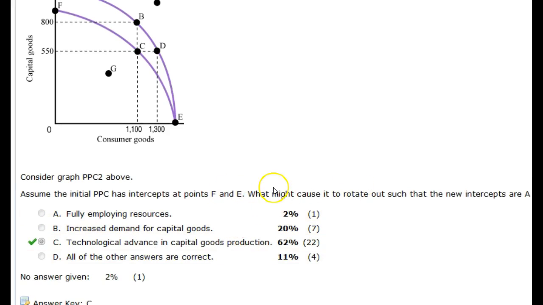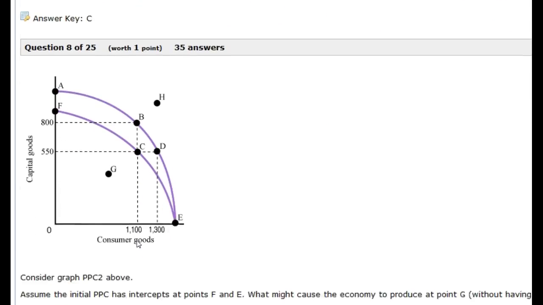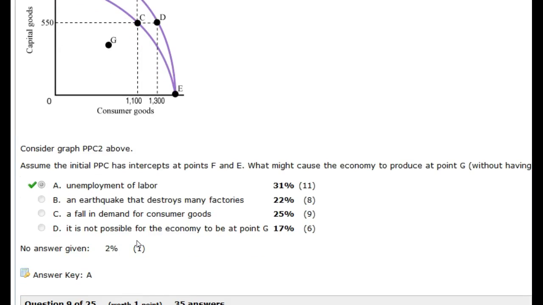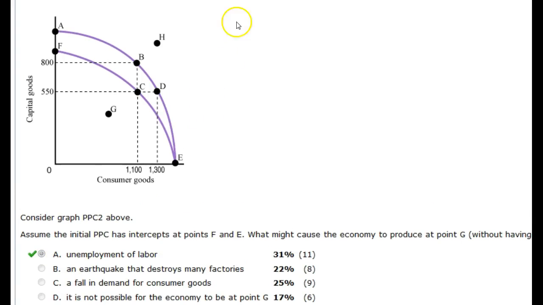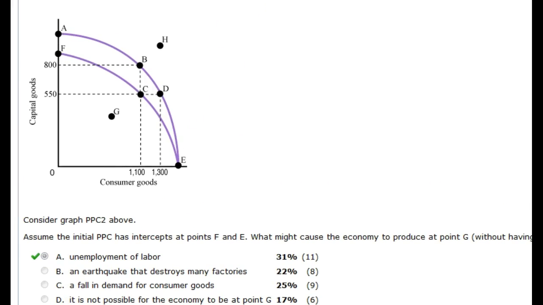What might cause the PPF to rotate out? We need to get more output from our resources, and so technological advances would do the trick. Okay, 31% got this right. So I can't expand this.